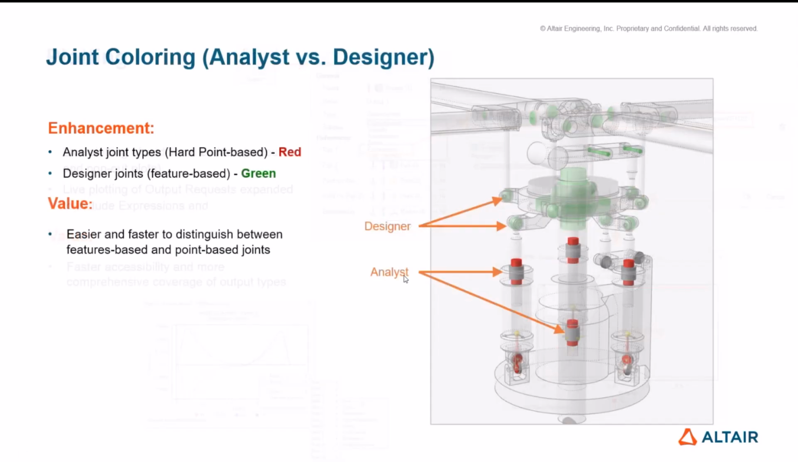We've colored Analyst and Designer joints differently because they are different. It is a joint, but their behavior, the foundation, is different, right? Analyst joints are hard point based, and Designer joints are feature based. This allows you to easily see which is which in a model. So if you open up the software at any time, you can just right click on a Designer joint and convert it to Analyst, and you'll see it turn red. So this is good for clarity to understand in a model if someone opens it up, if some of the model has hybrid modeling, which joints are Analyst, which joints are Designer.